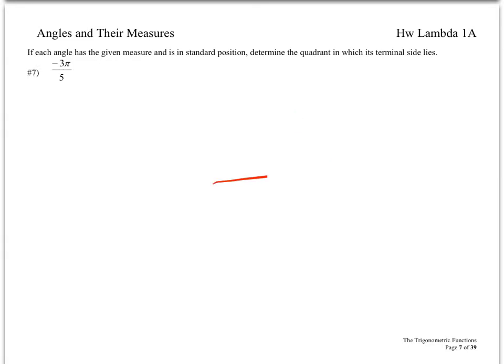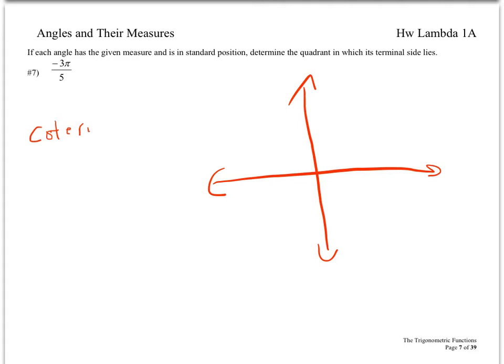Number 7, I'm going to choose to do this one by finding a coterminal angle. Once again, not the only way to do it. So I'm going to take my negative 3 pi over 5, add a complete revolution to it, which would be 10 pi over 5. That's the same as 2 pi. And that would give me 7 pi over 5. Where does that fall in the coordinate plane?